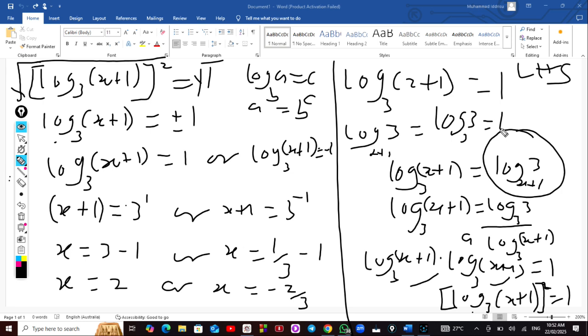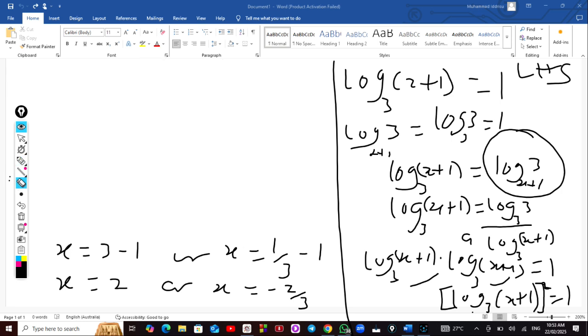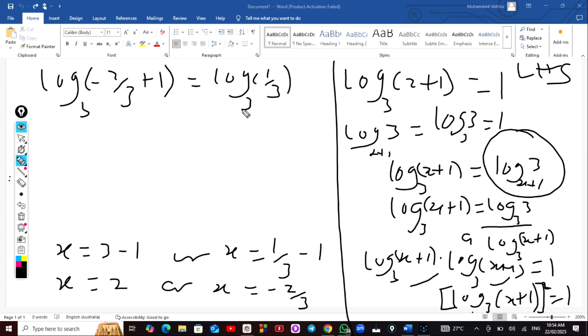So the same thing will happen if we substitute negative 2 over 3, to see whether x is equal to negative 2 over 3 is also correct or not. So we have logarithm of, in place of x we now have negative 2 over 3 plus 1 to the base 3 is equal to, negative 2 over 3 plus 1 means logarithm of 1 over 3 to the base 3. This will give you 1 over 3 means 3 to the power negative 1. So it means negative 1 log 3 base 3, which is negative 1.